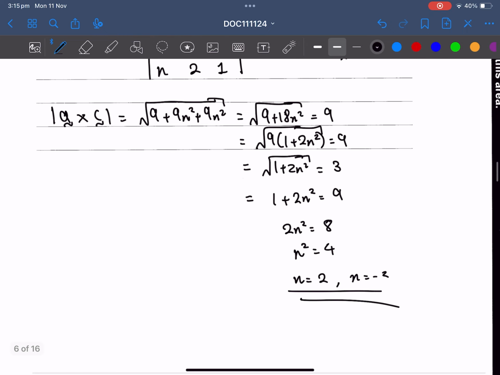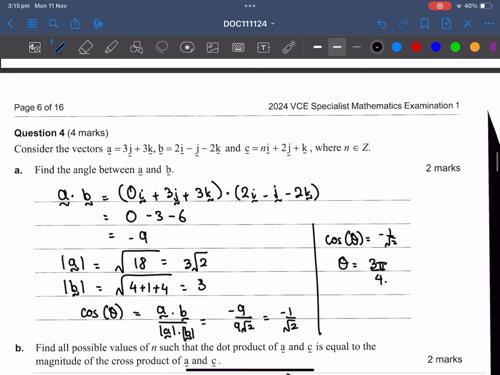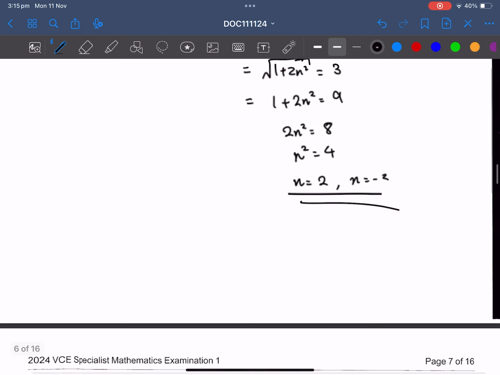So these are solutions. Wait, let me check if there's any domain for n. Okay, it's just an integer.